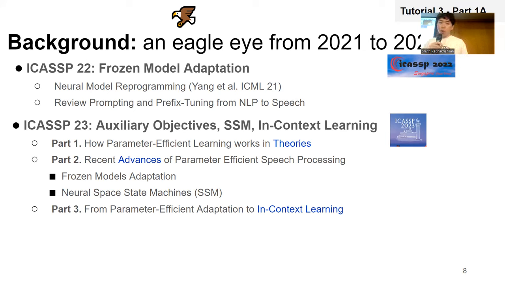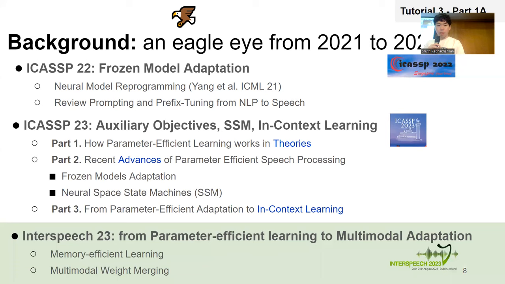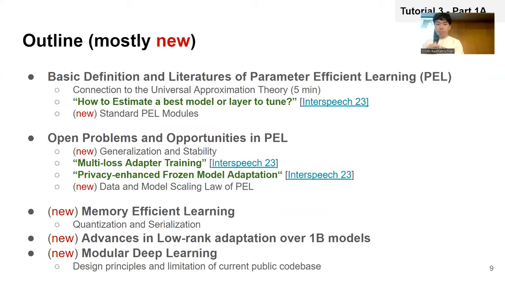We also reviewed, not just this frozen adaptation technique, a new architecture for the neural space-based machine, and we also talked about in-context learning. In this tutorial, some of the material is not covered and some is covered, but mostly we're going to talk about memory-efficient learning and multimodal with merging, which is something not covered in the previous tutorial.